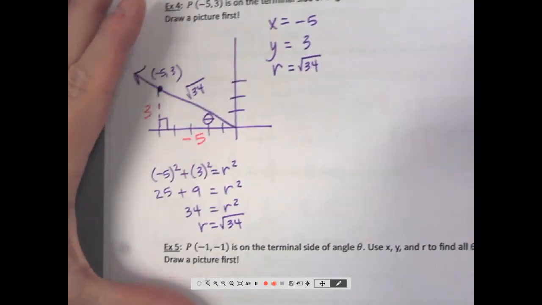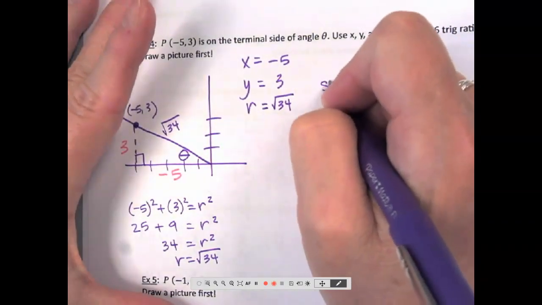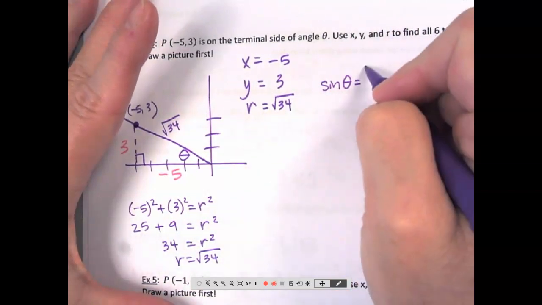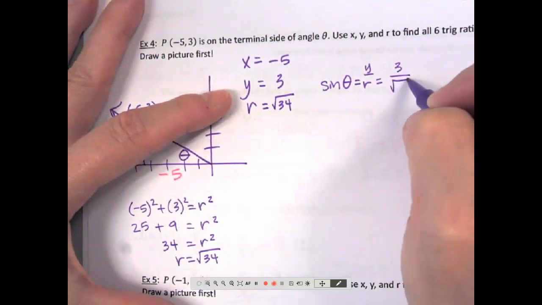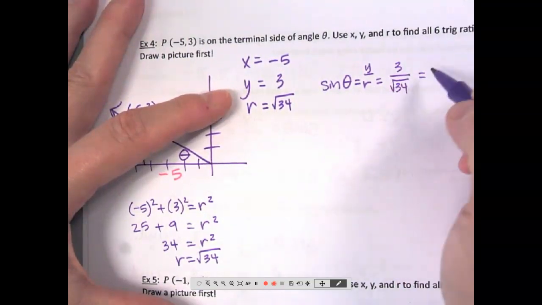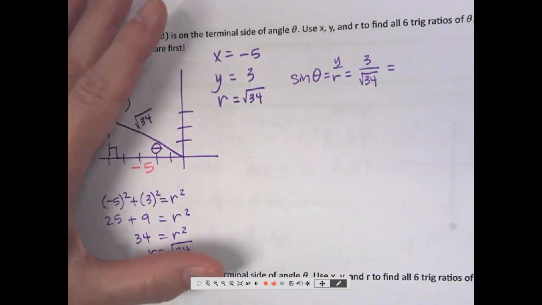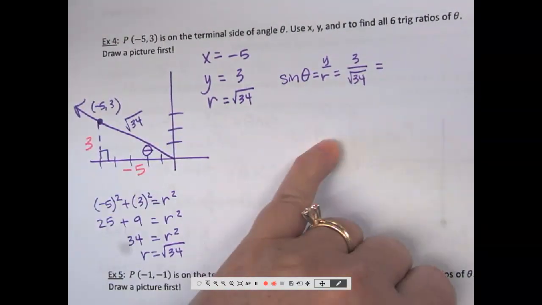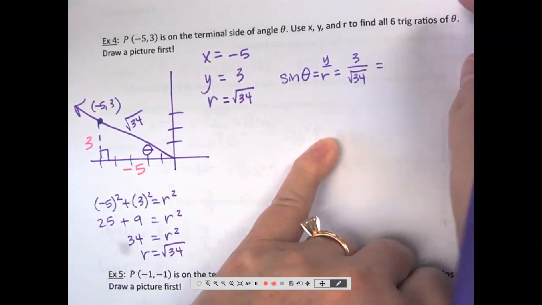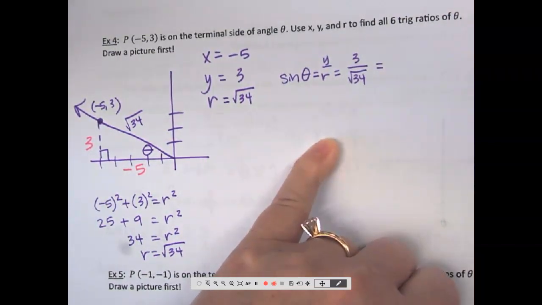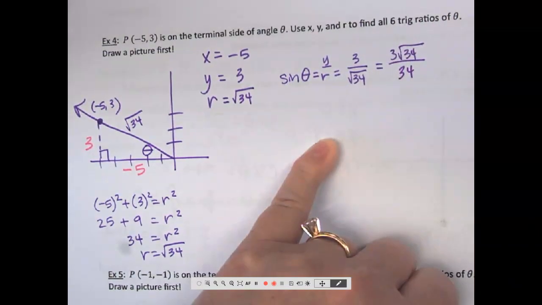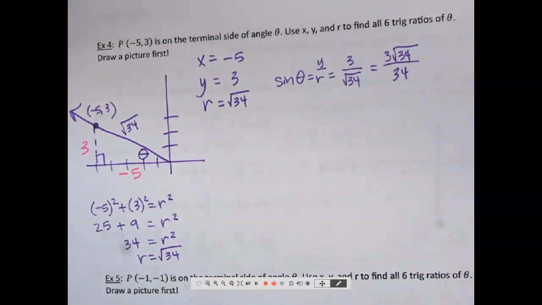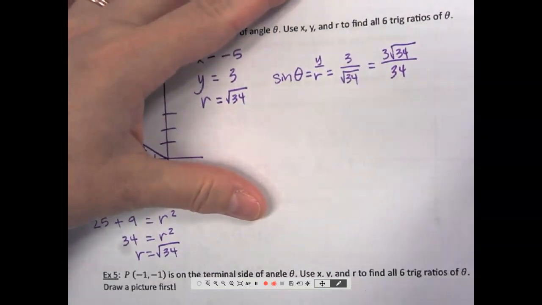Okay, so here we go. Let's plug them all in. Sine of theta is y over r, which is 3 over square root 34. Rationalizes to 3 square root 34 over 34. Okay, are y'all good with that? Only 1 or 2 of you are answering me. Are we good with that? Okay, can you do it in your head? Okay, if you can, it saves you time.